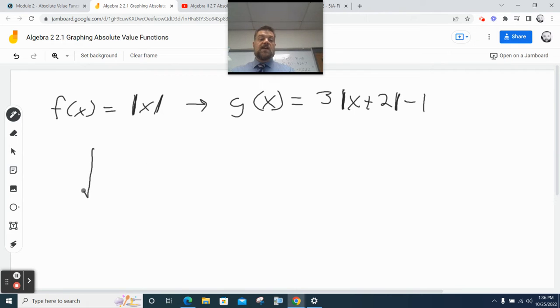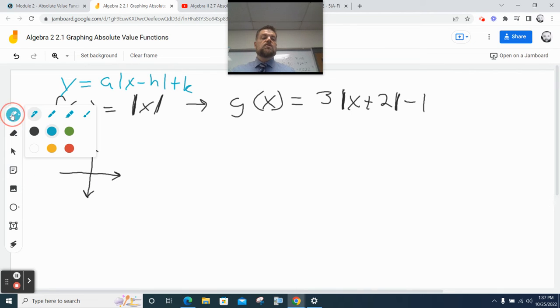And so I know, because I paid attention in my math classes and took good notes and listened to my teachers, that, first of all, let's look at this formula here. We know that y is equal to a times the absolute value of x minus h, plus k. Okay? And we also know that the vertex is the point h comma k.